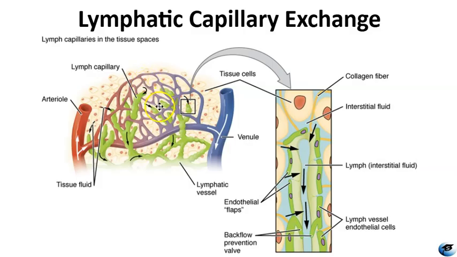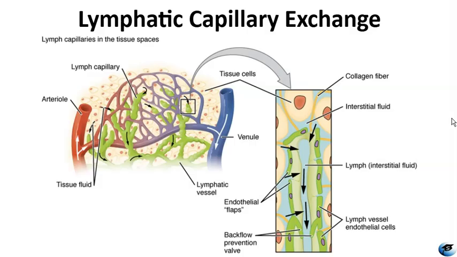Notice the structure of these capillaries. They're made of overlapping endothelial cells that form flap-like valves. When interstitial pressure increases, these flaps will open inward, allowing fluid to enter, and then once inside, the fluid is now called lymph, and the endothelial flaps act like one-way valves. They close if the pressure tries to force fluid back out, preventing backflow.